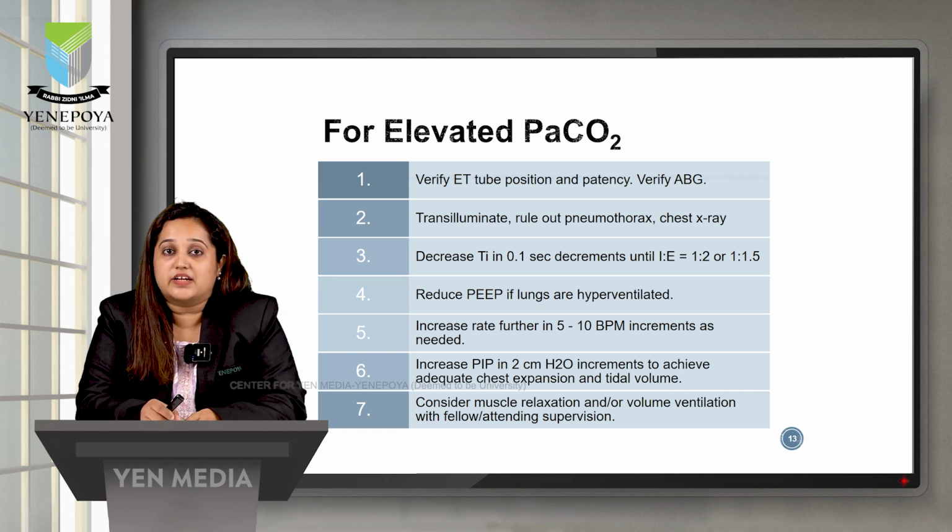If it is a venous blood gas, check whether the carbon dioxide levels are similar or not. If it is still higher for a venous blood gas, that means the PaCO2 is definitely higher. Transilluminate and rule out pneumothorax and get a chest X-ray done.